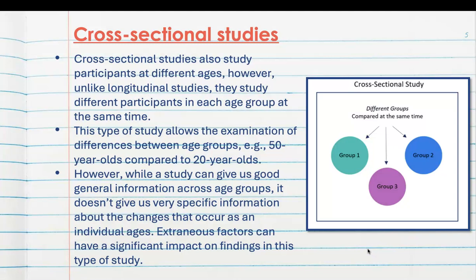So cross-sectional studies, on the other hand, also examine age-related changes, but they do so by studying different participants of various ages at one point in time. So for example, researchers might compare today's 20-year-olds with today's 50-year-olds. While this method is quick and allows researchers to spot broad age differences, it does not show how individuals change over time. So cross-sectional results may also be influenced by extraneous variables, such as generational differences, rather than age alone. So often longitudinal studies are the most commonly used.